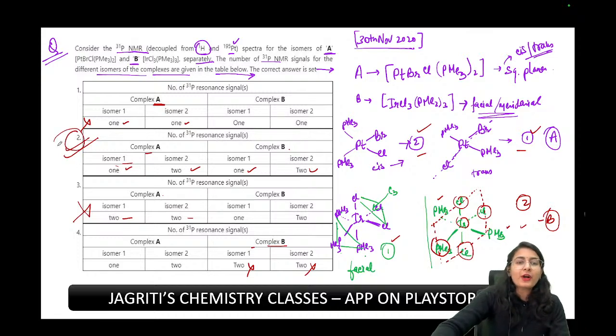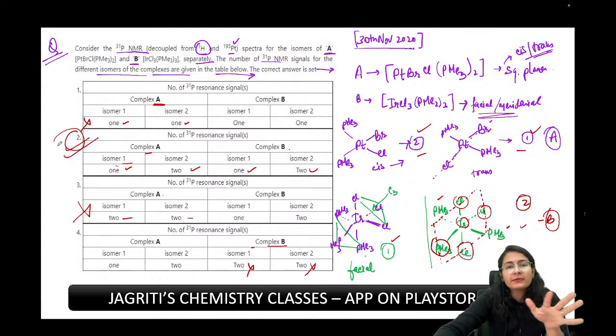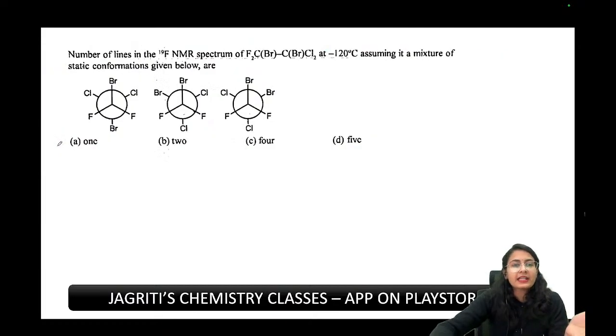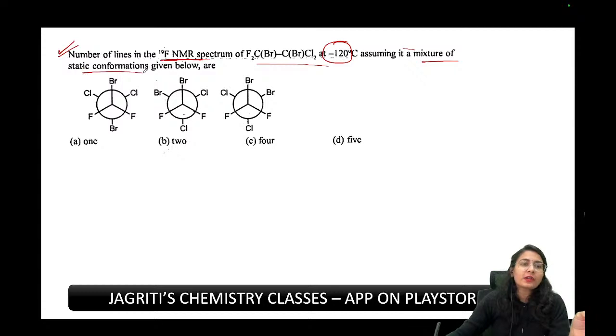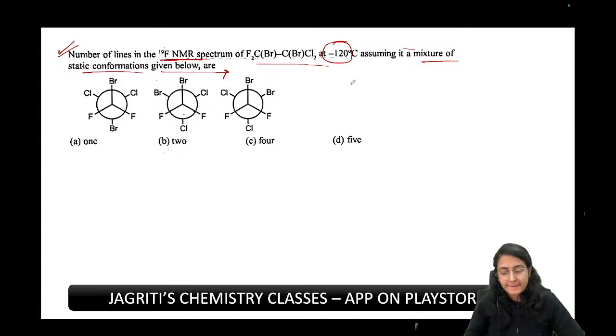Let's move onwards. और बहुत मजेदार क्वेश्चन था ये. Let's move onwards to the next one. Number of lines in the 19F NMR spectrum of this complex at minus 120 degrees centigrade, assuming it is a mixture of static conformations given below are.